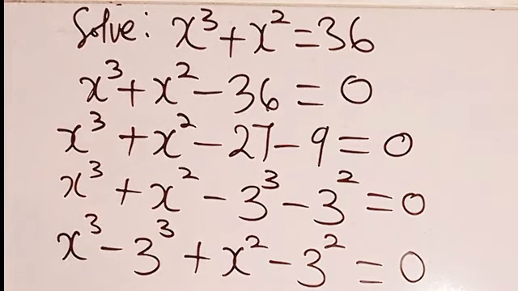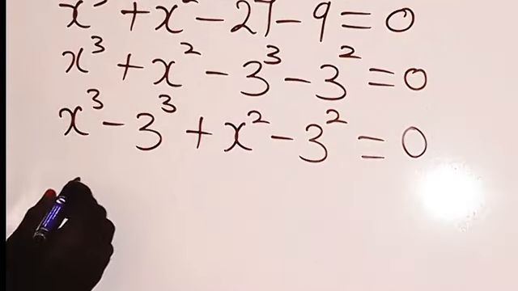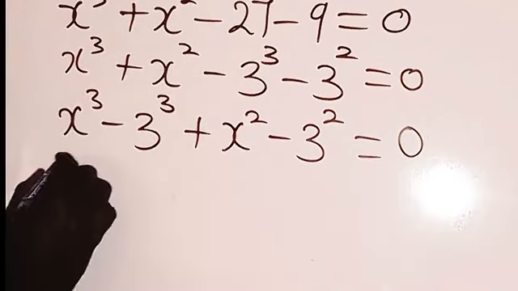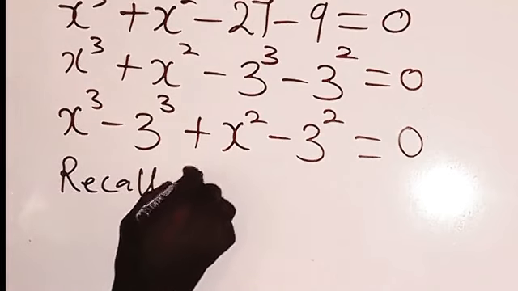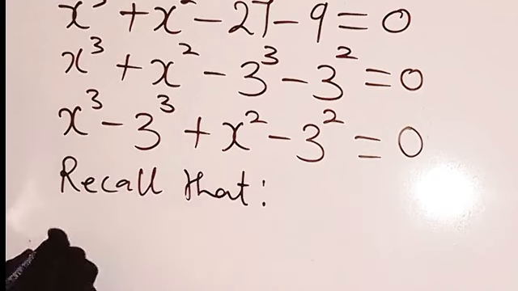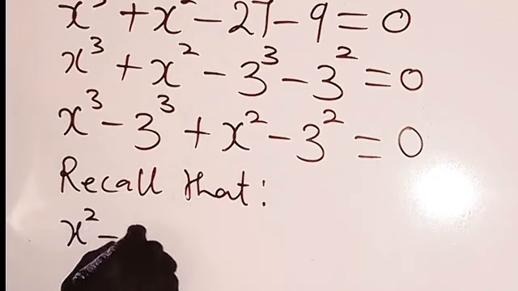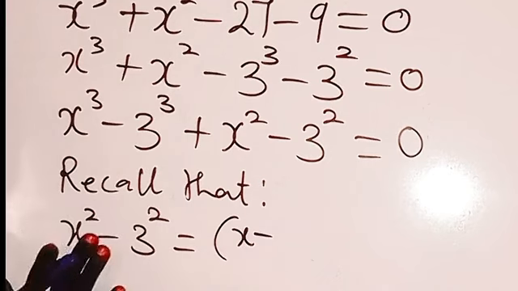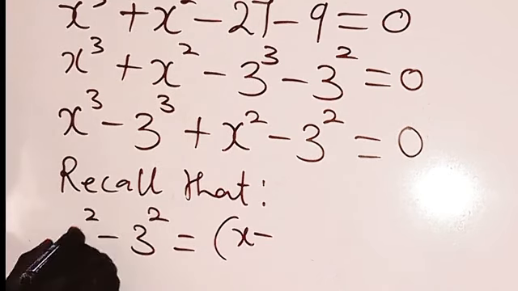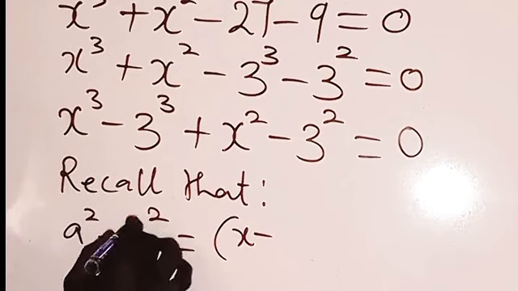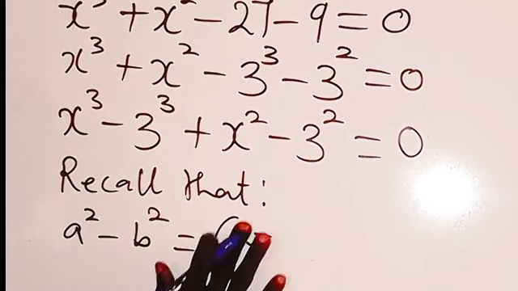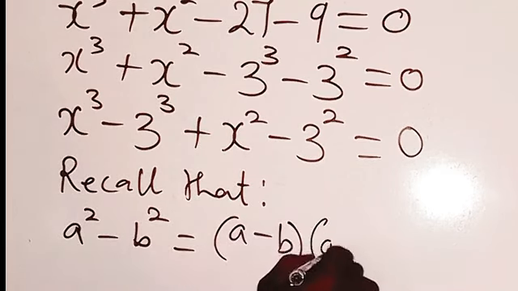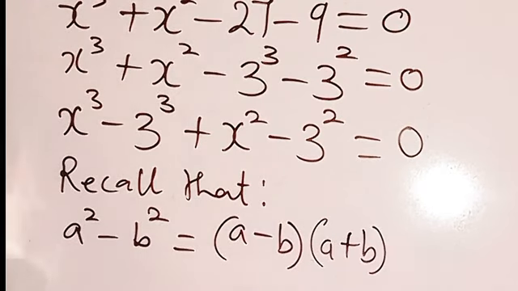The next thing we are going to do: now we can see x to the power of 3 minus 3 to the power of 3. I want you to recall that if we have x squared minus 3 squared, which is a difference of two squares, let me use a and b so that it will be general. I have a minus b, then a plus b. That is the difference of two squares.